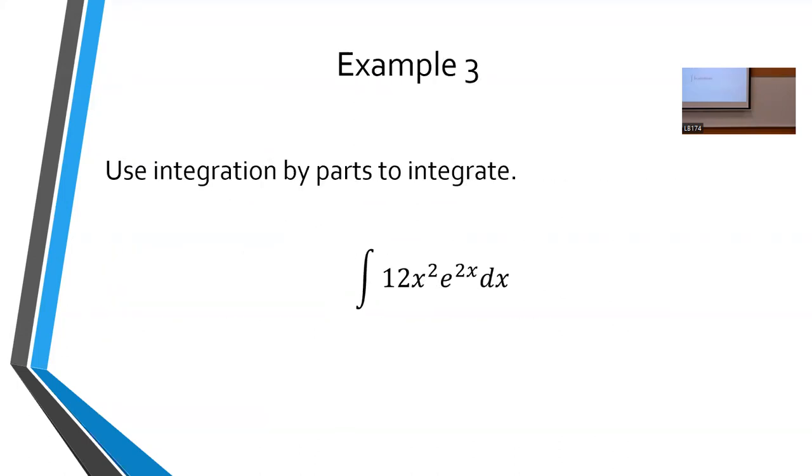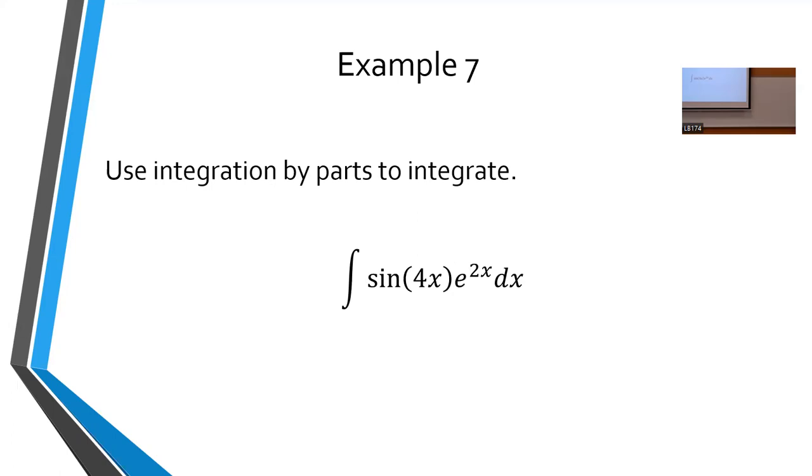On the previous example, where we did sine of 4x and then e to the 2x, remember which one we called our f prime, which one we called our g? They have that in their notes. F prime was e to the 2x on that one. G was sine of 4x.